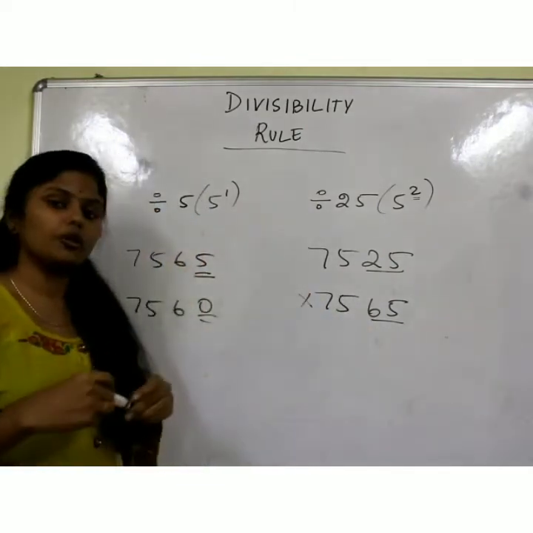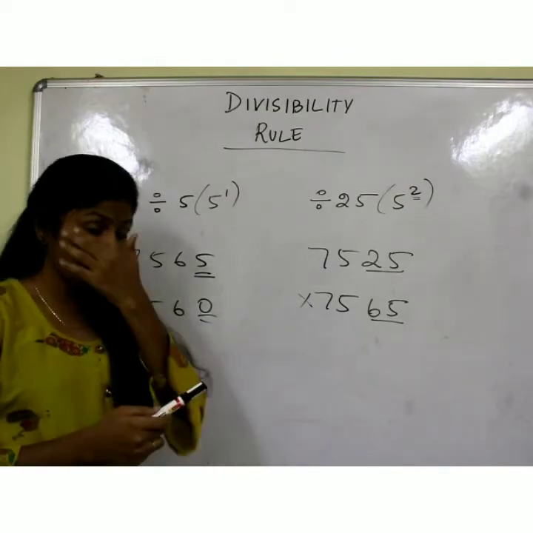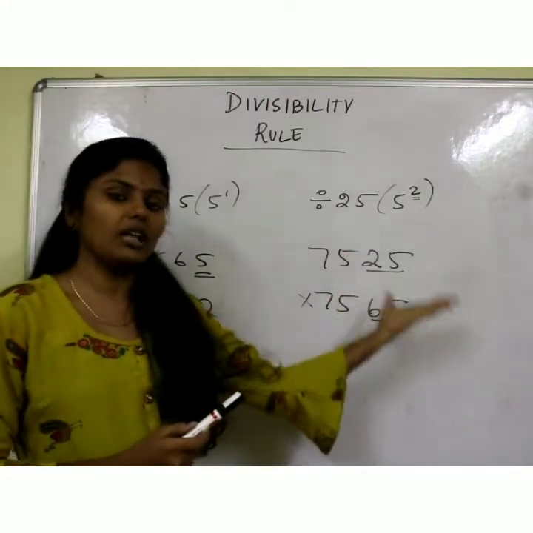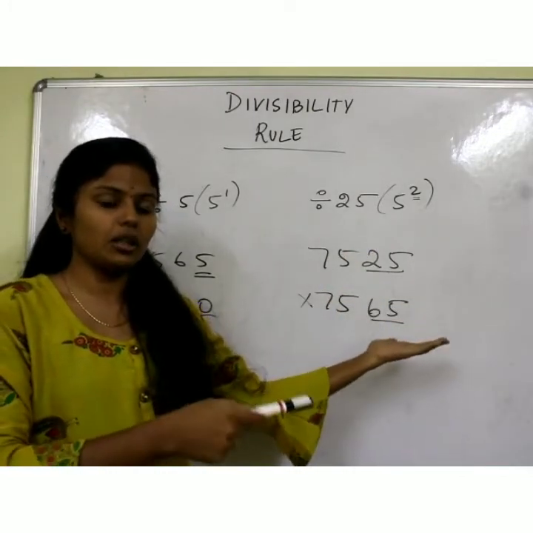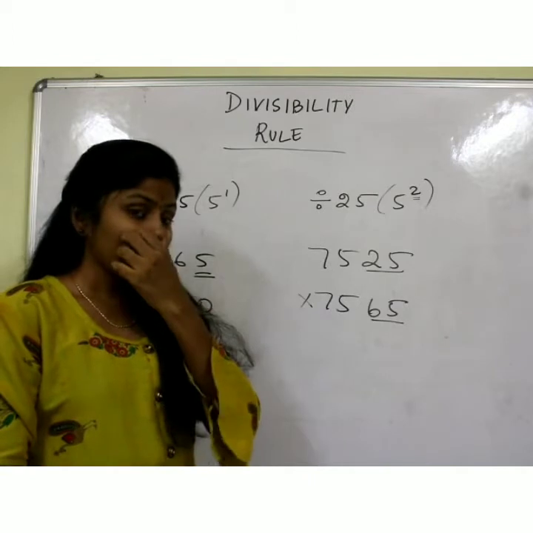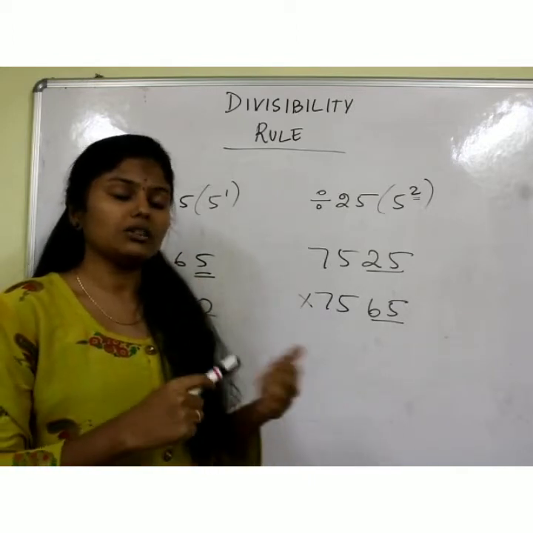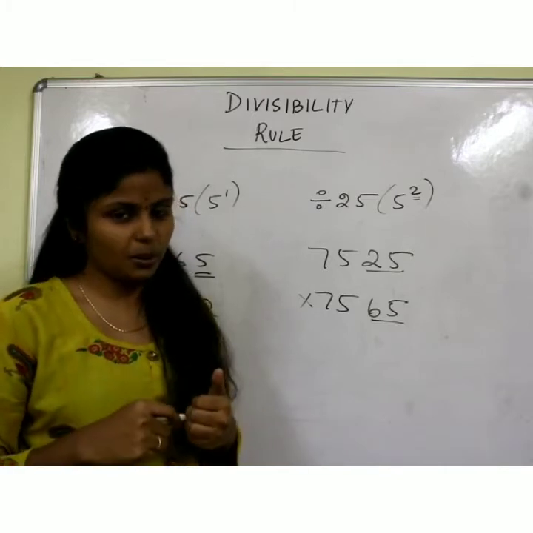So this goes on for all the powers of 5, like 125, 625 and so on. For 125 you will be checking the last 3 digits of the number to be divisible by 125, and for 625 you will be checking the last 4 digits of the number to be divisible by 625.